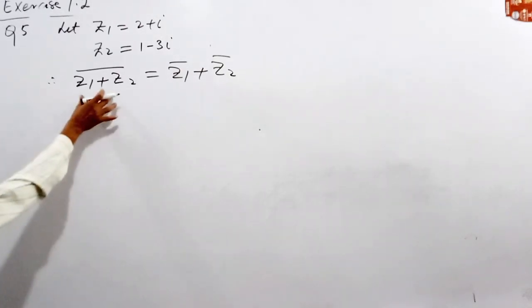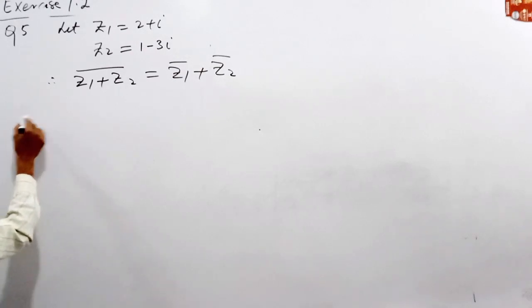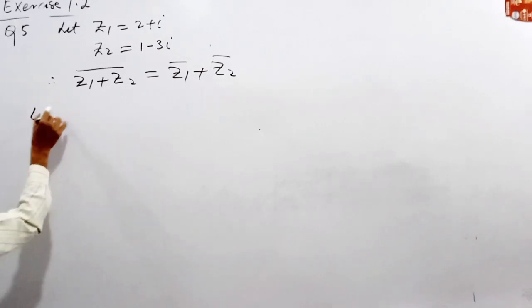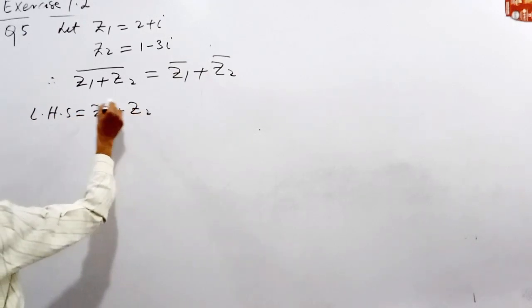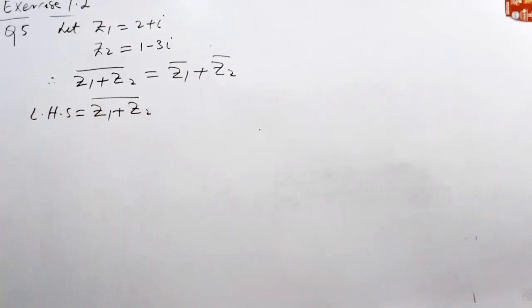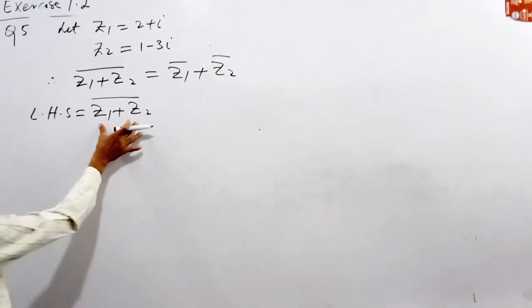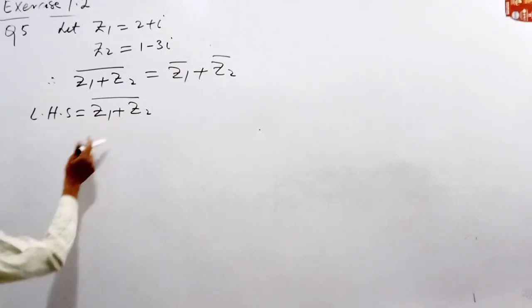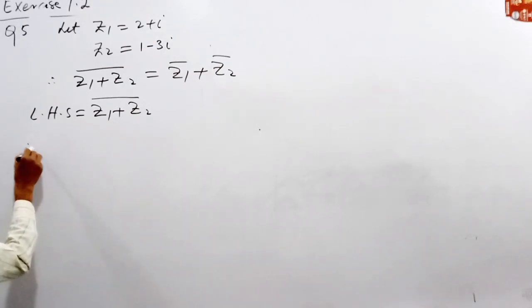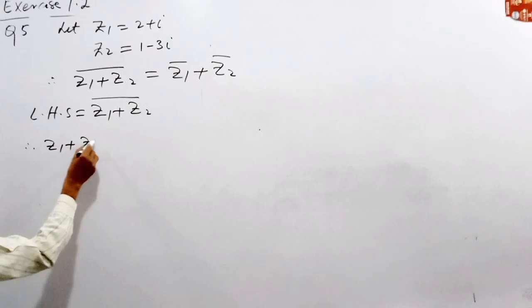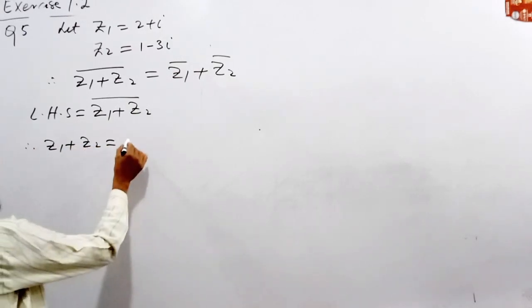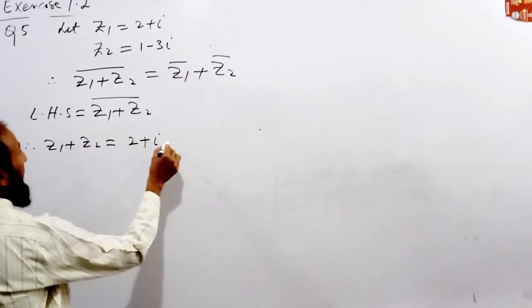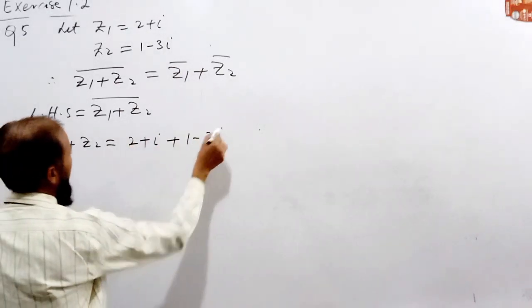Now we are taking the left hand side. Consider the left hand side: z1 plus z2 whole conjugate. It means that we cannot solve this directly. First of all, we consider the term z1 plus z2. We add these two terms, then we take the conjugate. First of all, we add 2 plus iota plus 1 minus 3 iota.